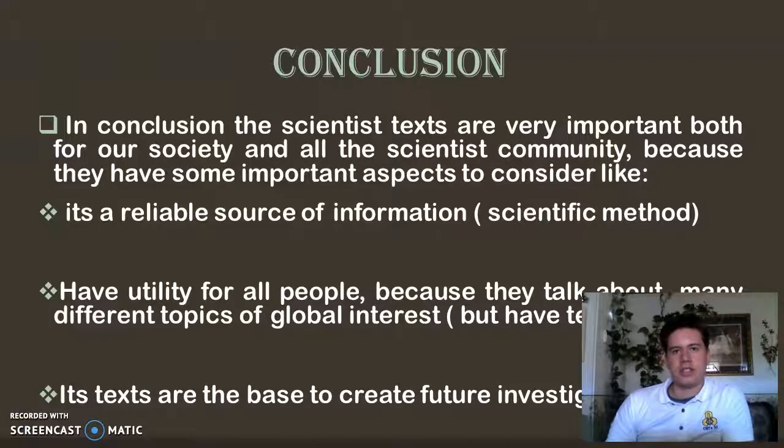In conclusion, scientific texts are very important for our society and the whole scientific community because they have some important aspects to consider. It is a relevant source of information because the people who wrote these texts must follow the scientific method. But what is the scientific method? The scientific method is a series of steps that you need to follow, which have the purpose of giving scientific value to the text.